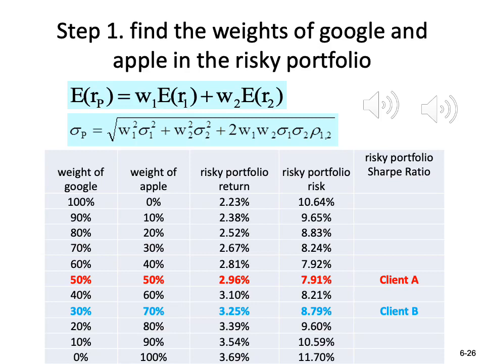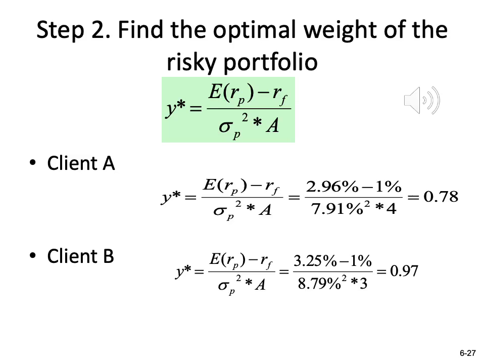You want to put 30% of your money in Google and 70% of your money in Apple for client B, because client B needs a return of at least 3.25%, and the blue portfolio is for him. As the portfolio manager, your second step is to find the optimal weight of the risky portfolio. So in the first step, we already found the best combination of the risky portfolio for our clients.